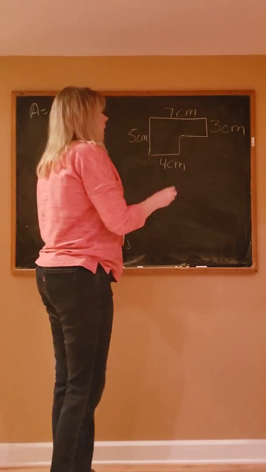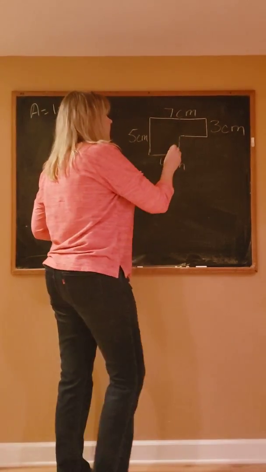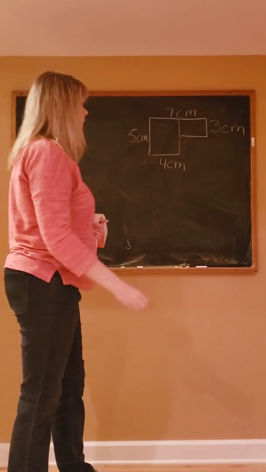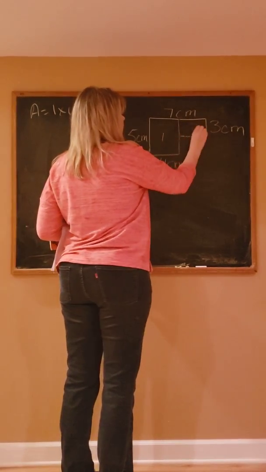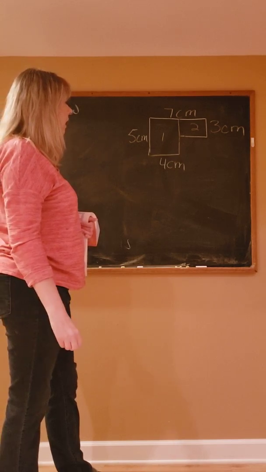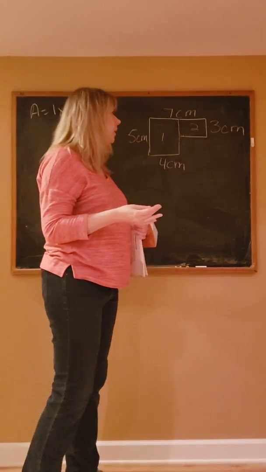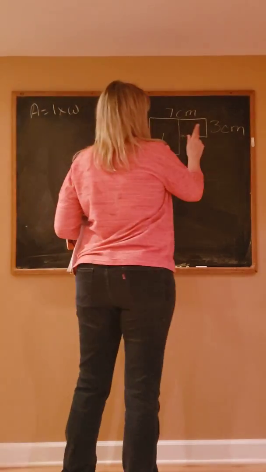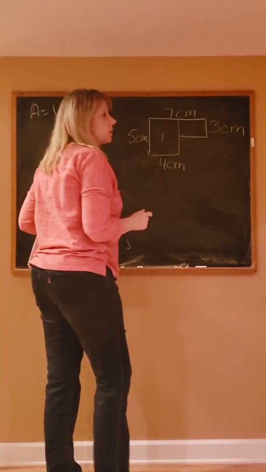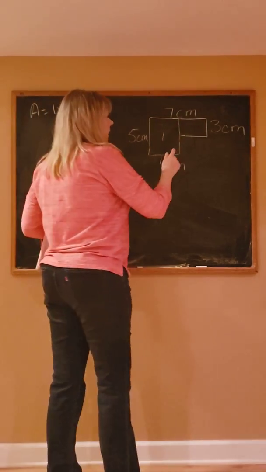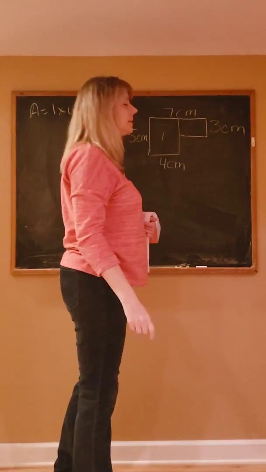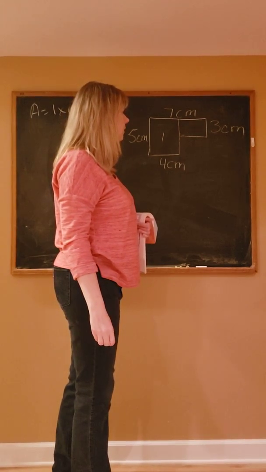On your paper, you would just take your pencil and divide it into 2 separate shapes. This is going to be rectangle 1. This is going to be rectangle 2. What I want to show you, this is the tricky part again. I'm going to erase this number right now so it doesn't confuse anybody. So I have 7 centimeters across the top, and I need to find the length of this side on the bottom here. It does not have a measurement, okay?